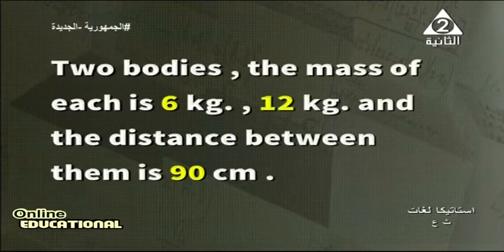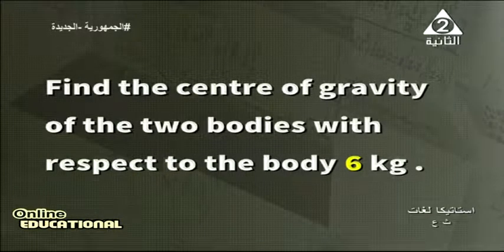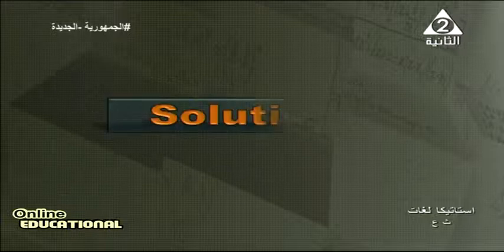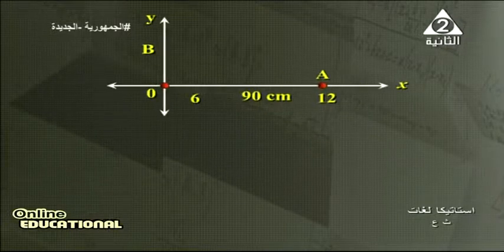Example. Two bodies, the mass of each is 6 kilogram, 12 kilogram. We have two bodies. The first 6 kilogram, 12 kilogram, and the distance between them is 9 centimeter. What is the required center of gravity of two bodies with respect to the body 6 kilogram or the first body? Look at, my dear student, we have two bodies at point O, at point A. The first 6 kilogram. The second 12 kilogram. 9 centimeter distance between them.